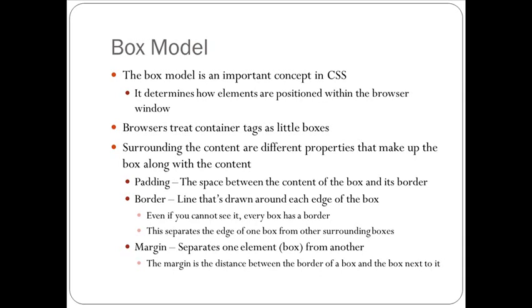Those properties would be things like padding, which is the space between the content of the box and its border. The border, that's the line that's drawn around each edge of the box. Even if you can't see it, every box has a border. The border separates the edge of one box from other surrounding boxes. And then there's the margin, and the margin separates one element or box from another. The margin basically is the distance between the border of the box and the box next to it.